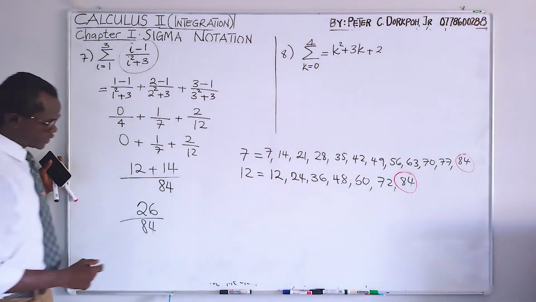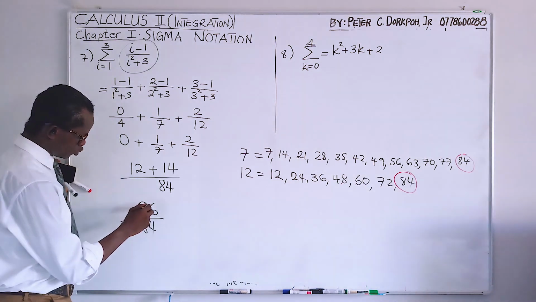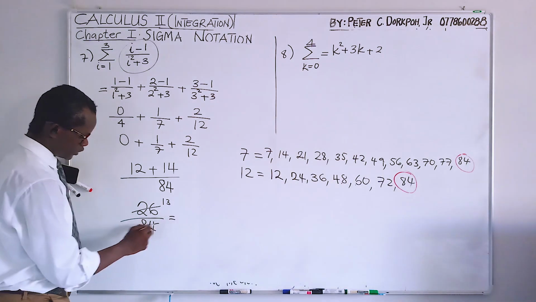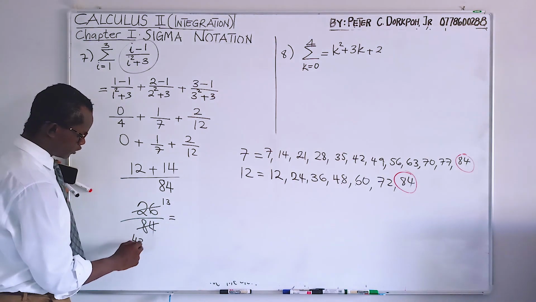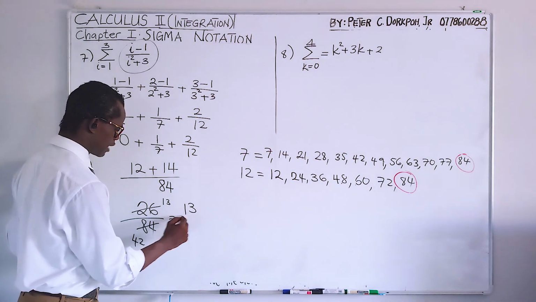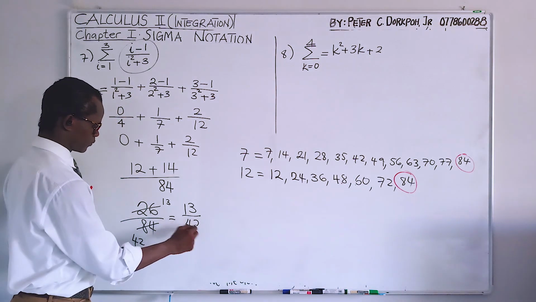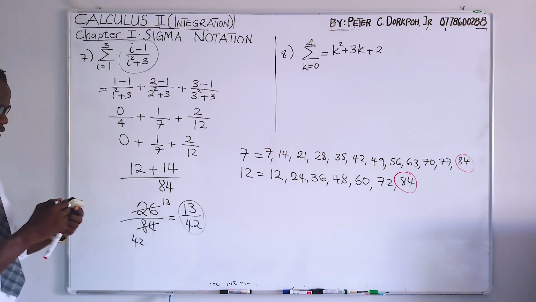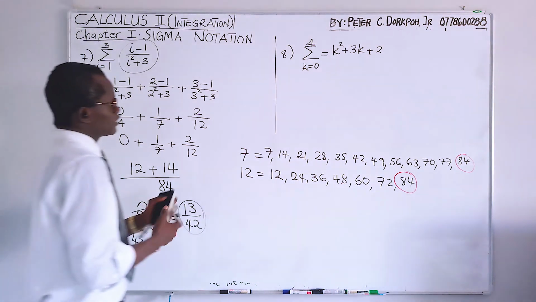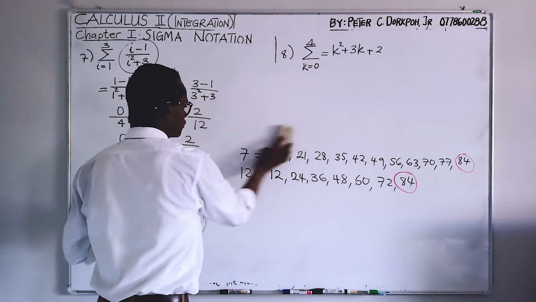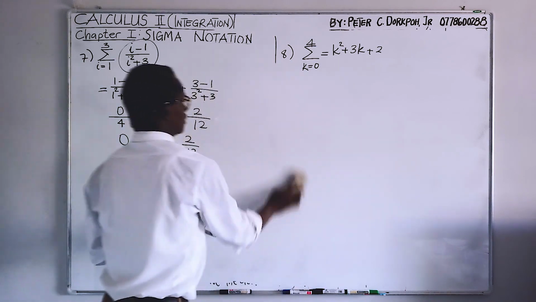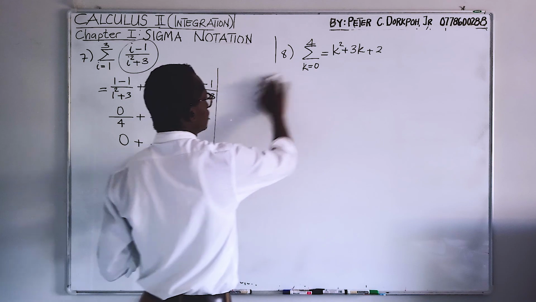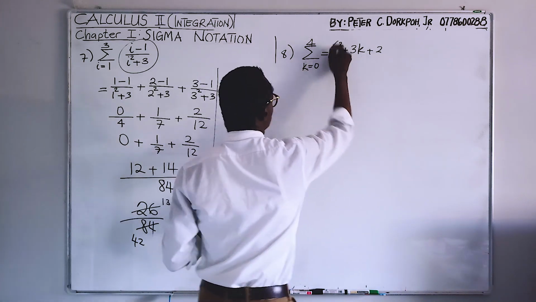So we can further reduce it by 2. 2 into 26 is 13. 2 into 84 is 42. So it's 13 over 42. So the sum of this is equal to 13 over 42. Now let's quickly look at the next one. So we find the sum of this.